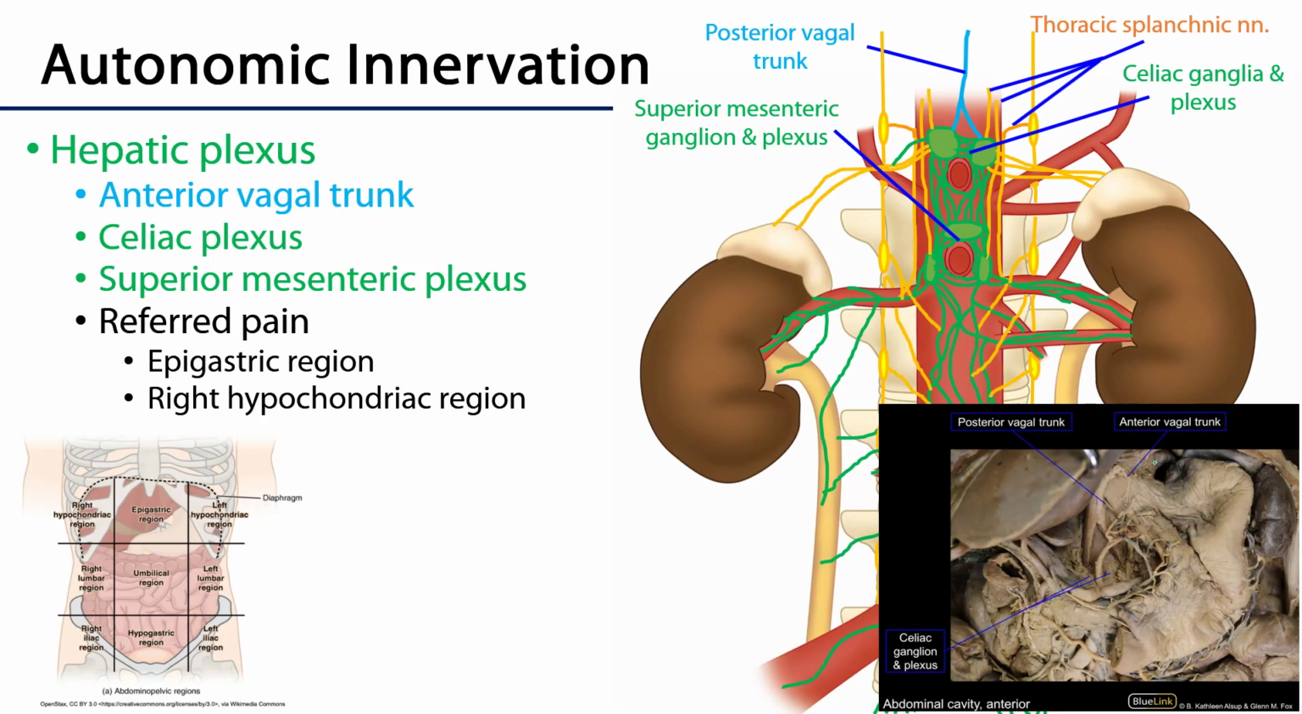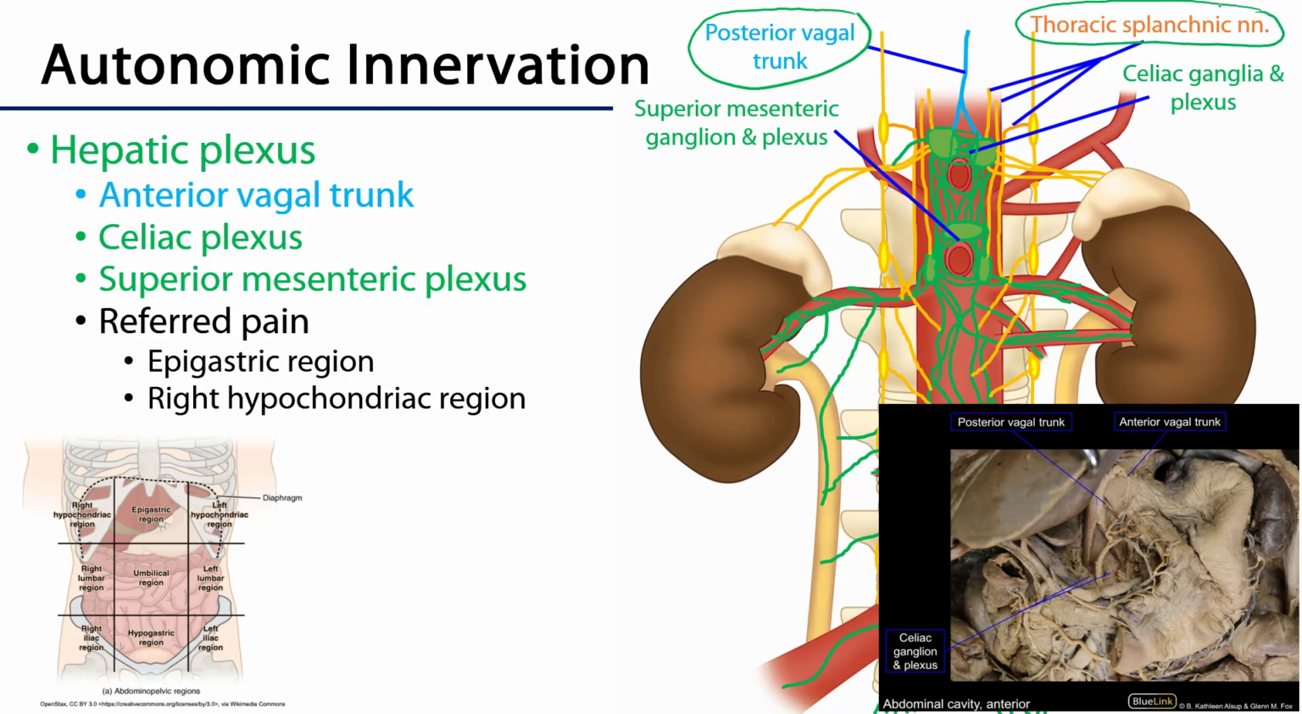Now, with respect to the autonomic innervation of the liver and gallbladder, the plexus responsible for this is the hepatic plexus, and the hepatic plexus is going to be conducted up to the visceral surface of the liver, largely along the branches of the hepatic artery proper. It's going to originate from 2 sources. The celiac plexus, which we can see here. That celiac plexus is a mixed autonomic plexus, which is going to incorporate fibers from the posterior vagal trunk, as well as the thoracic splanchnic nerves.